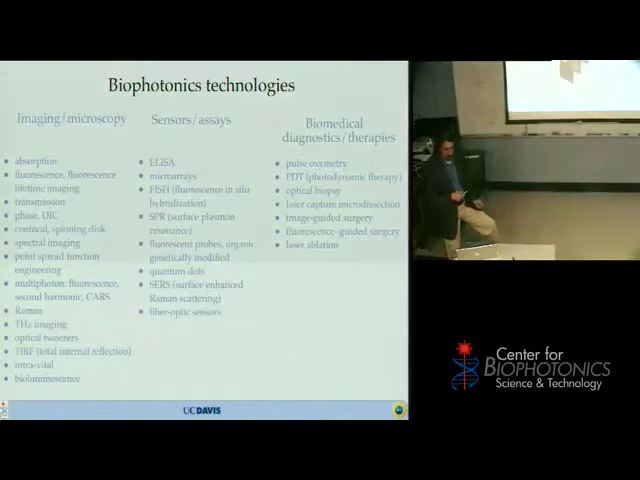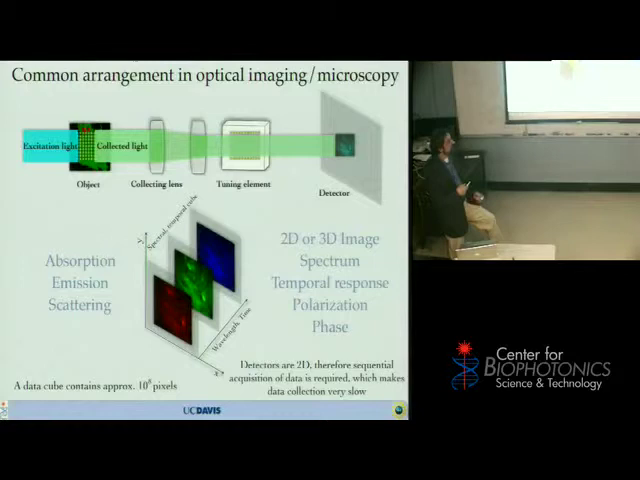Okay, a common arrangement, conceptually speaking, for imaging microscopy. First I'm going to talk about imaging microscopy, then a little bit about sensors. You have the object that you shine light on. You need a light source, you need your object, you need some elements in between, a tuning element, and of course the detector. The detector is usually a CCD or a point detector, whatever you like. The tuning element can be a wavelength tuning element, a time tuning element, and so on.